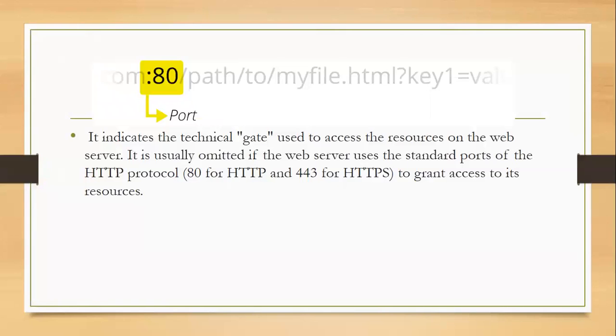After that, a port number separated by a colon. Here I am showing 80 as a port number. 80 is for HTTP and 443 is for HTTPS. It indicates the technical gate used to access the resources on the web server. It is usually omitted if the web server uses standard ports. The standard ports mean HTTP and HTTPS. However, we can use HTTP, HTTPS, FTP, Gopher, etc.